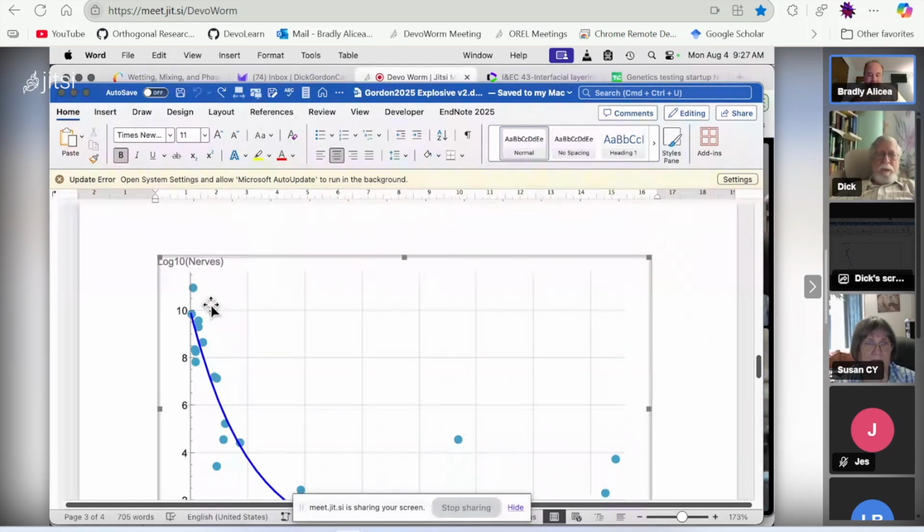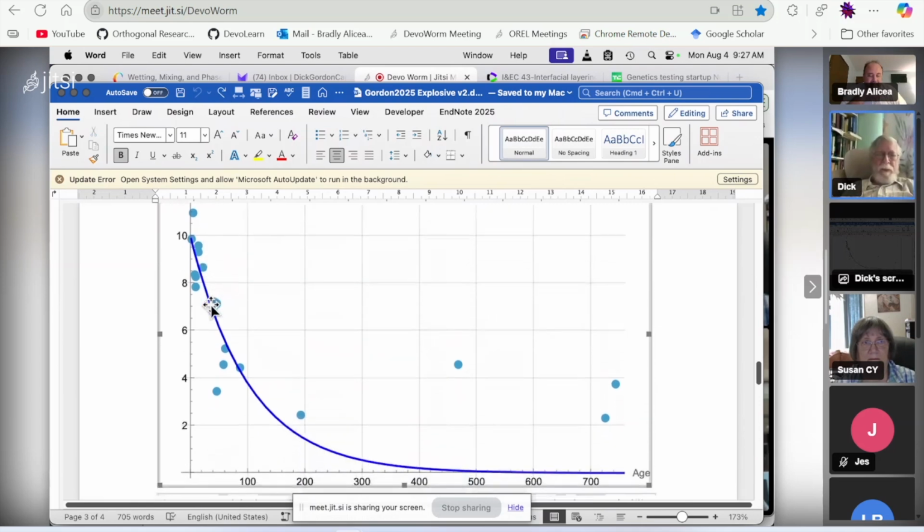If you make this curve for mosaic embryos, it's flat. Oh yeah, I saw that one. Yeah, so this is just regulating.